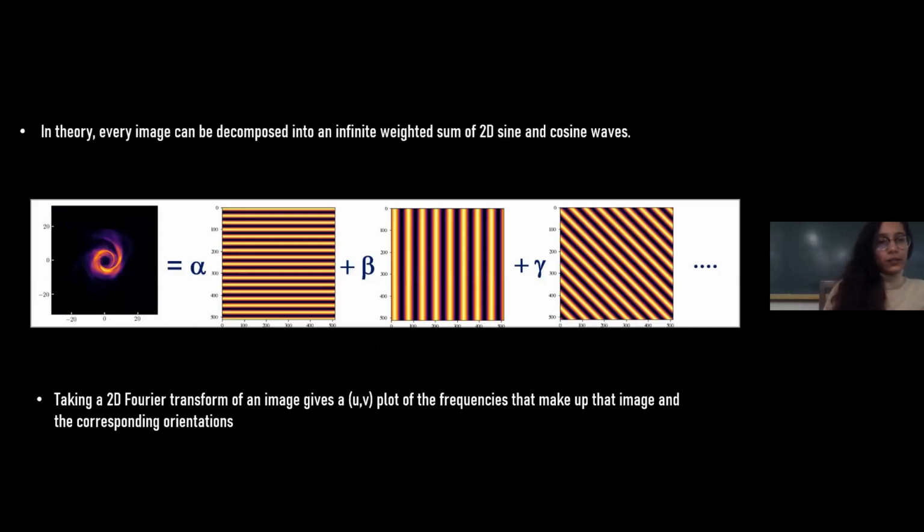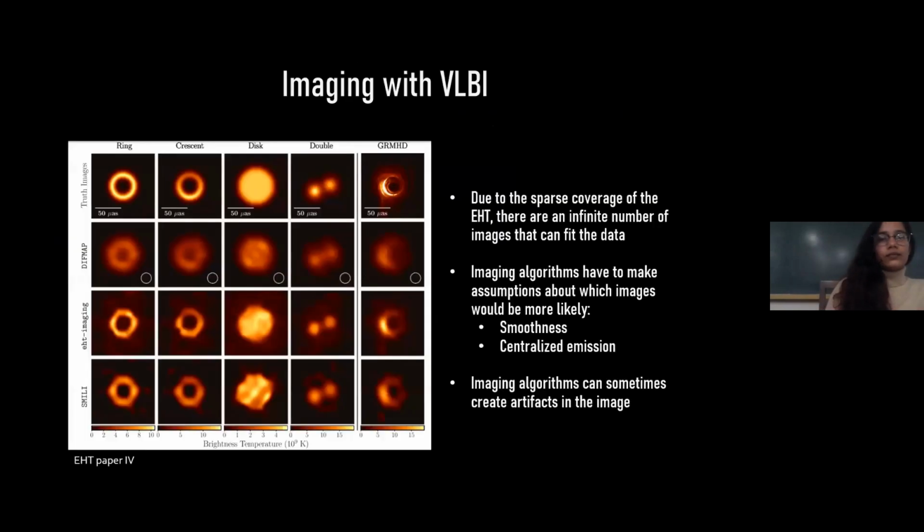So in theory, we can say that every image is made up of corresponding Fourier components. So we can assume that it's a complete set. And when we take a Fourier decomposition or a Fourier transform, we get a weighted sum. So we have alpha times this image plus beta times this image plus gamma times this image, and so on. So taking a Fourier transform of an image gives me the frequencies that make up that image and how much of each frequency makes up that image. So now, imaging with EHT is hard, as I mentioned, because of the sparse data.